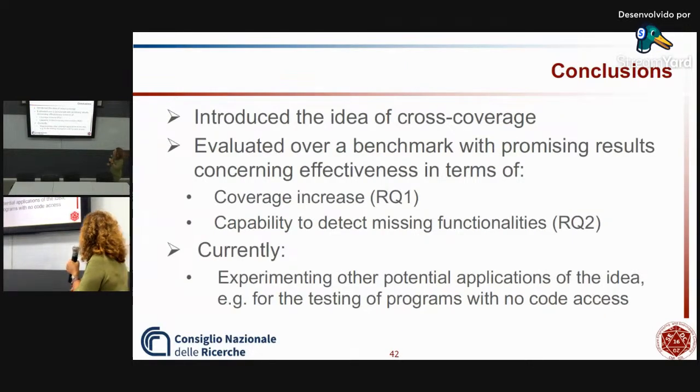Okay, so we are done. In this talk, I introduced the idea of cross-coverage, the notion. And we showed you some initial results of a benchmark we did. What we tried to do in this benchmark was not to introduce bias. So we tried to use programs that we found in a public repository. We tried to be very careful in making all the applications. And we could see that cross-coverage can help increase coverage. So cross-coverage, using another program to test your program, can increase coverage and can help to detect missing functionality.